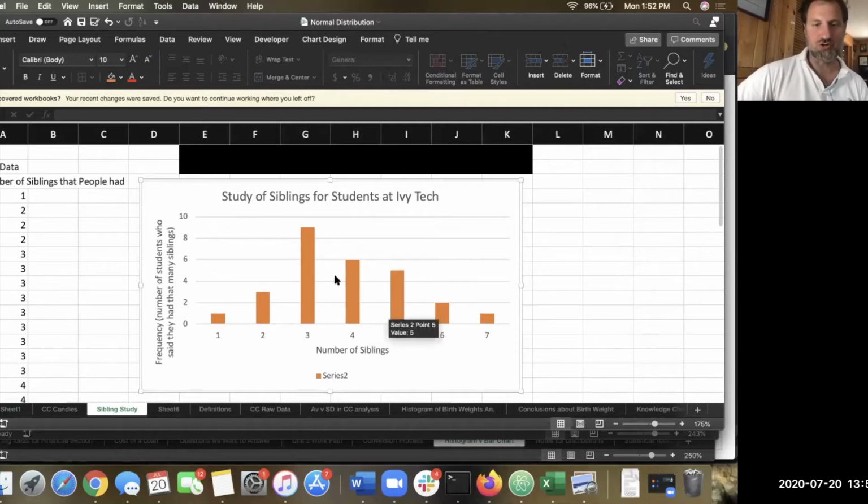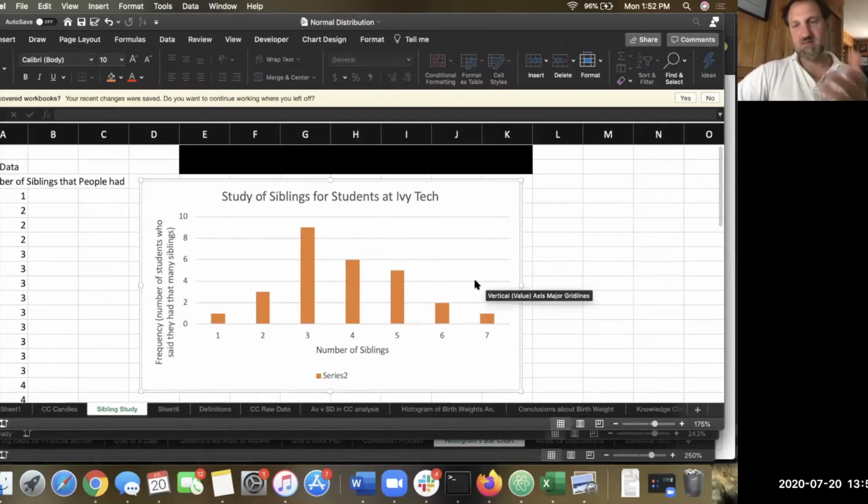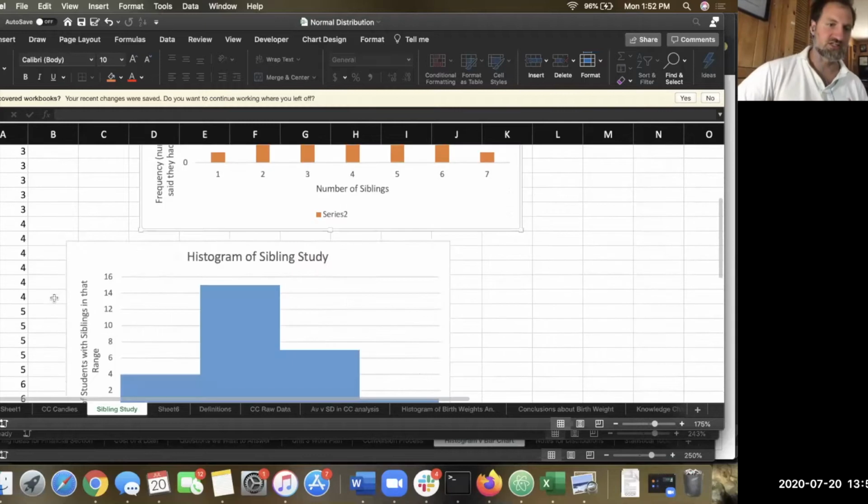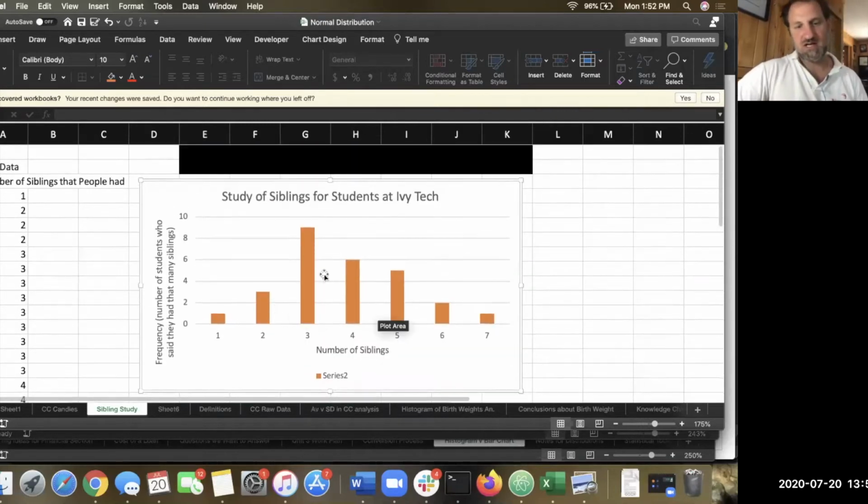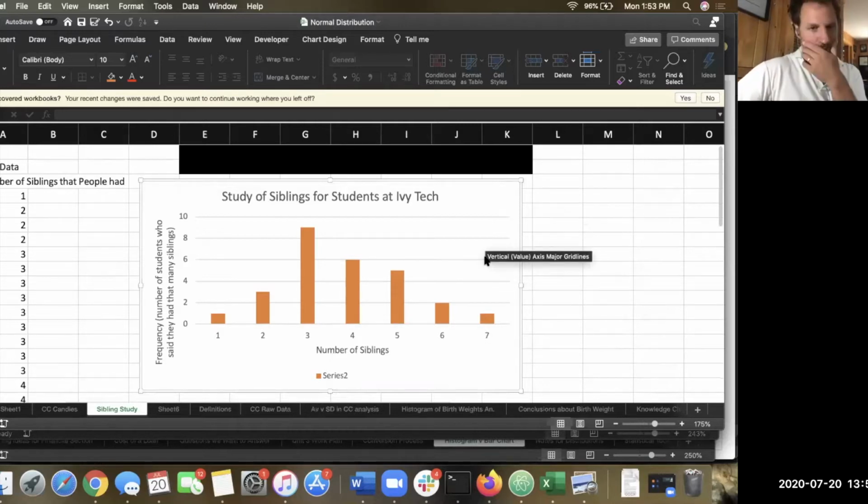This is a bar chart. One of the nice things about the bar chart compared to just a list of the information is that I can say the most common response was that people had 3 siblings. I don't know if that has any meaning or if it's important, but the bar chart allows me to get that information quickly rather than looking at a big pile of numbers.